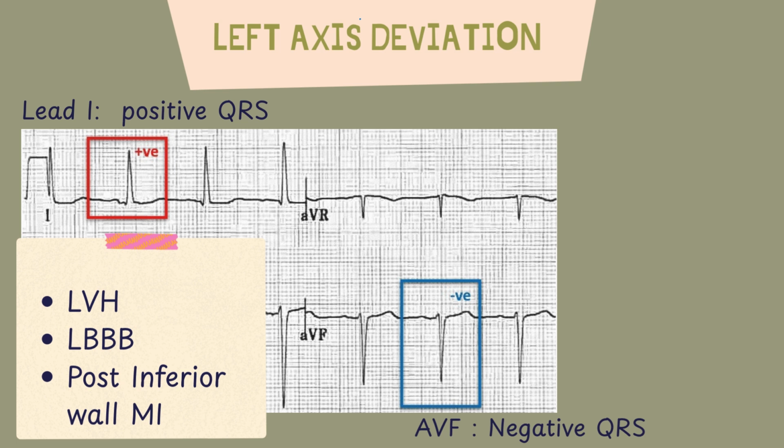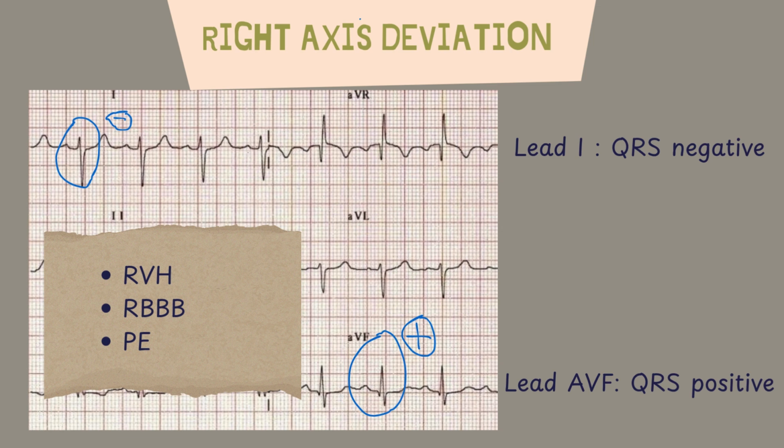If lead 1 is negative, or the QRS is pointing downwards, and aVF is positive, the QRS is pointing upwards, this is right axis deviation, which means the current is pulled more to the right. That can happen when the right ventricle is hypertrophied, or when there's a right bundle branch block. A pulmonary embolism is another big one. What happens here is a clot blocks the pulmonary artery, so the right ventricle has to contract against sudden pressure, and it causes a strain on the heart and a delay in conduction.